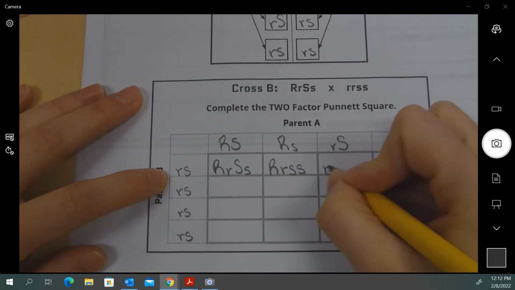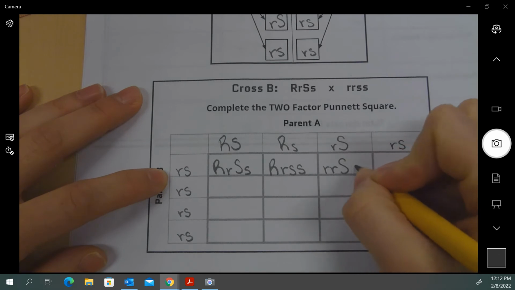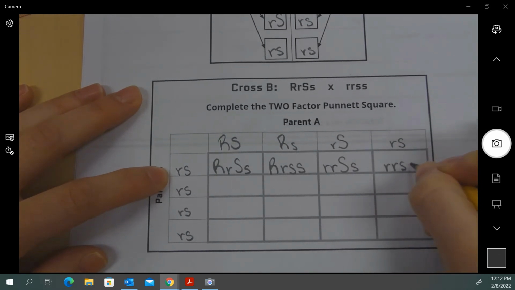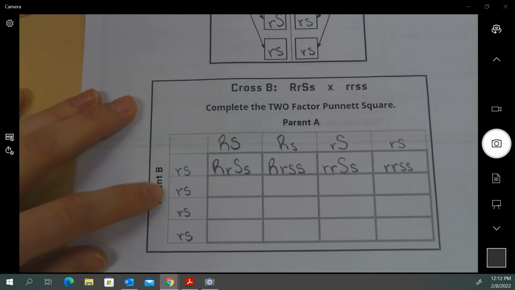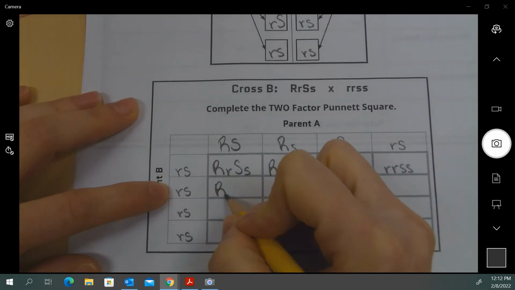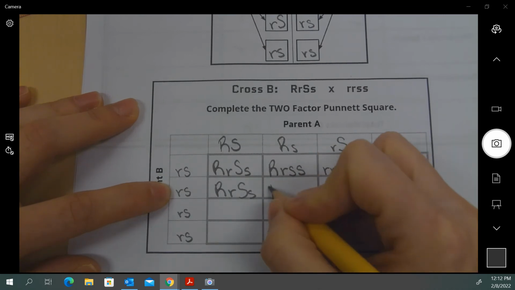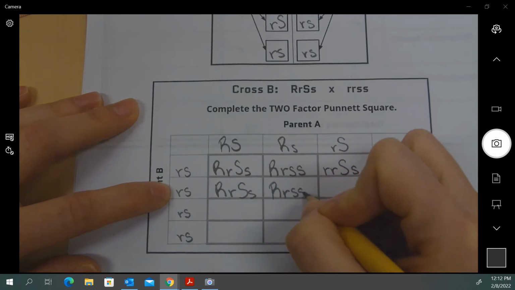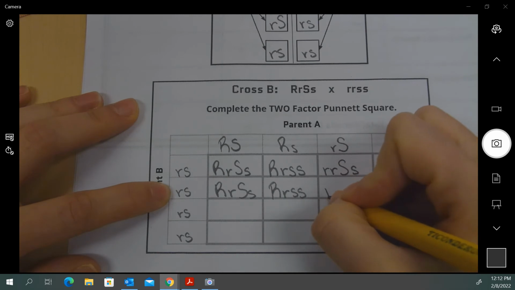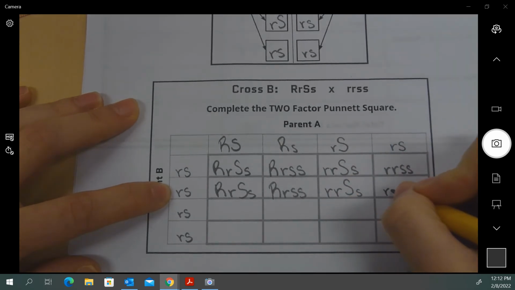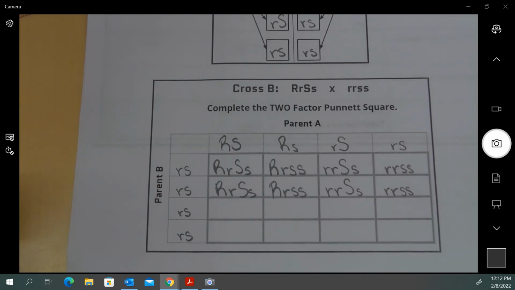Looking at this one, I've got little r, big S, little s. Right here, I'm going to have little r, little s, little s. Moving down to my next column, I've got big R, big S, little s. Big R, little s, little s. Little r, big S, little s. And then little r, little s, little s. So this is just an example of how we would fill this in.